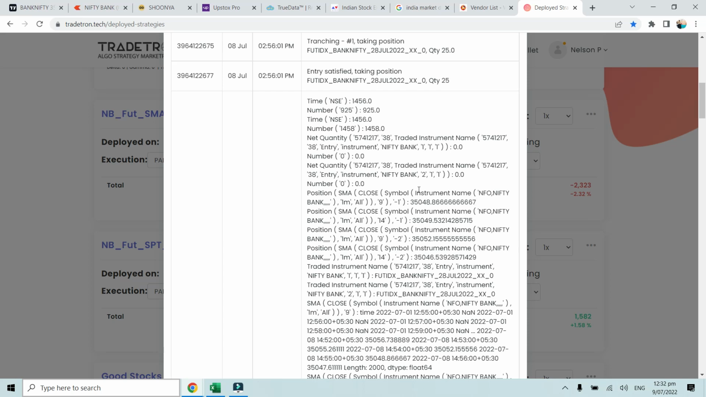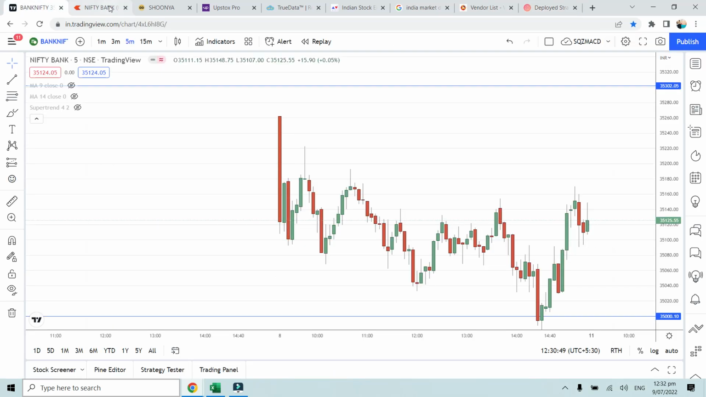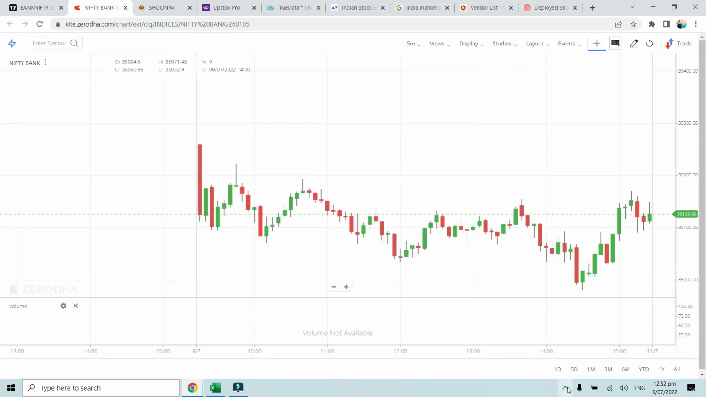In any case, at any point in time, if a trade happens in Tradetron, you will always see it in the notification log, which will help you identify based on what parameters and what condition this particular trade was taken as per the strategy you have created. That's what we wanted to show you in this video. All right, thank you very much everyone.